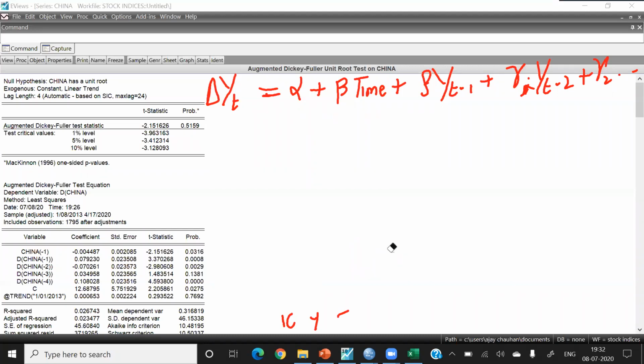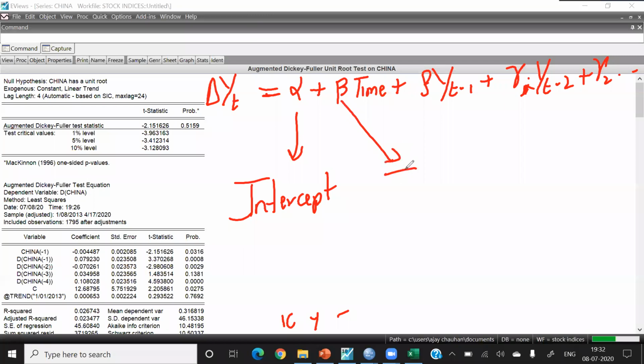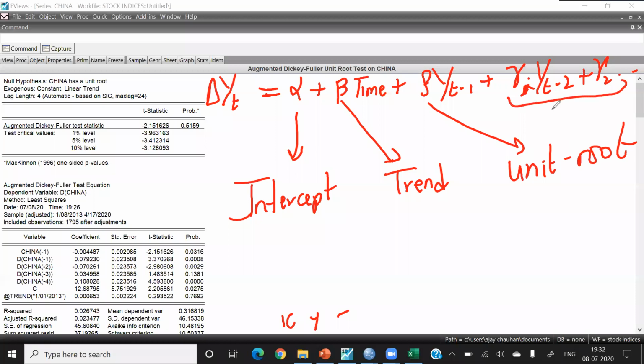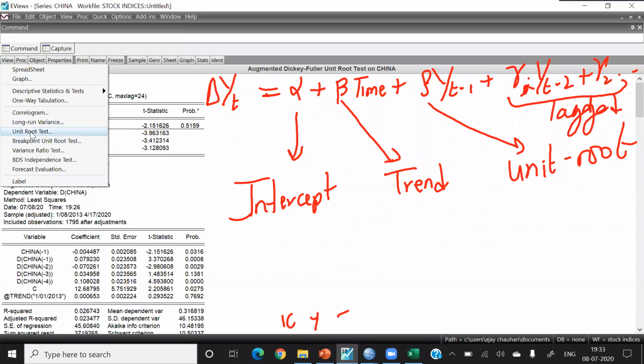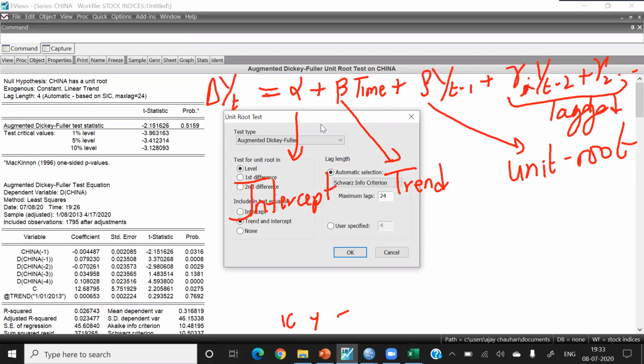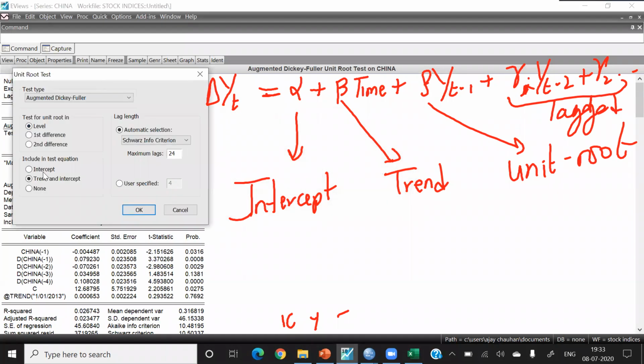So in this equation, there are three assumptions. This assumption is known as intercept. This assumption is known as trend. And this assumption is known as unit root, right? And these terms are the lagged values.